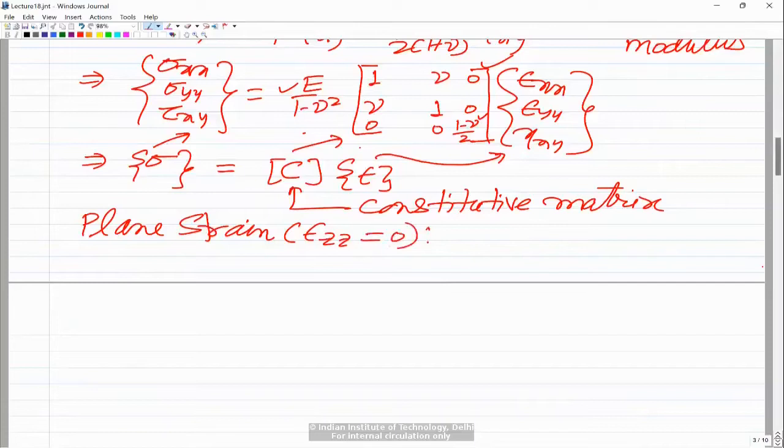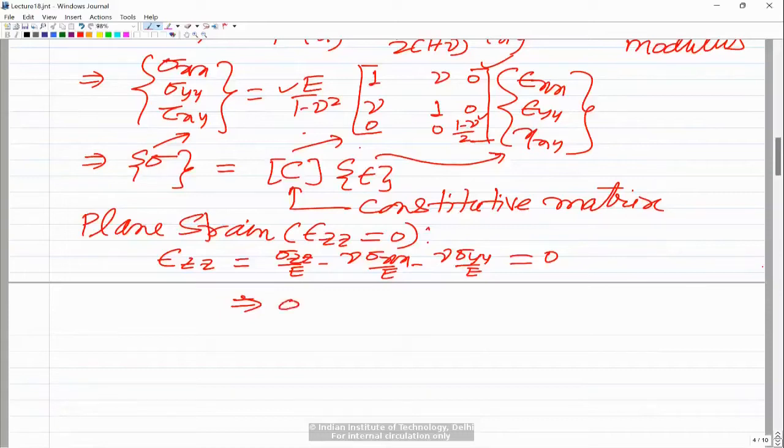So from this, what you can actually do: if you look at this relationship again, we have written this earlier. See, epsilon zz is sigma zz upon E minus nu times sigma xx upon E minus nu times sigma yy upon E. Now for the plane strain case, where we have a thick body, epsilon zz is actually 0. So this will be equal to 0. Therefore you can express sigma zz, because corresponding to sigma zz we have strain epsilon zz, and epsilon zz is 0. So we want to express sigma zz in terms of the other two stresses.